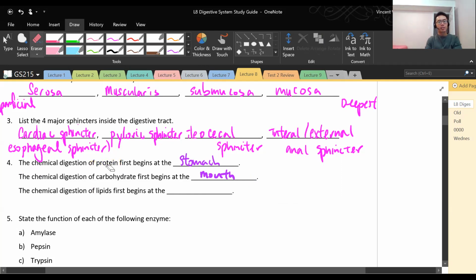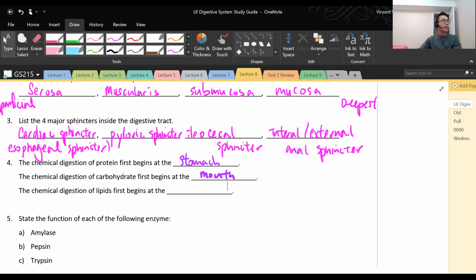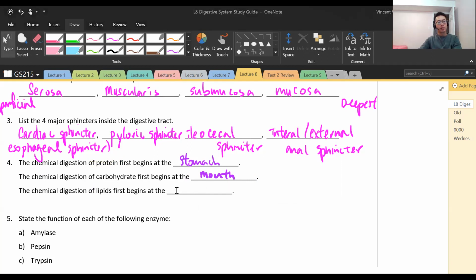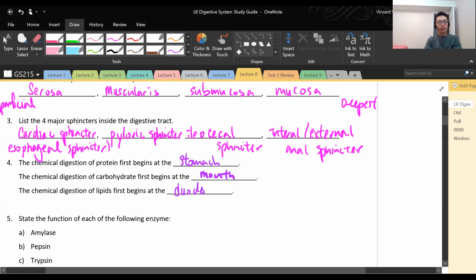So protein is first chemically digested in the stomach, carbohydrates in the mouth, and for the lipids, where would the lipids first be broken down chemically in the digestive tract? In the mouth. We don't have lipase in the mouth, but good try. And it ends in the small intestine. That's right. So the duodenum.